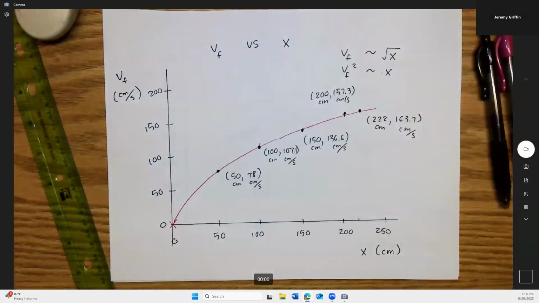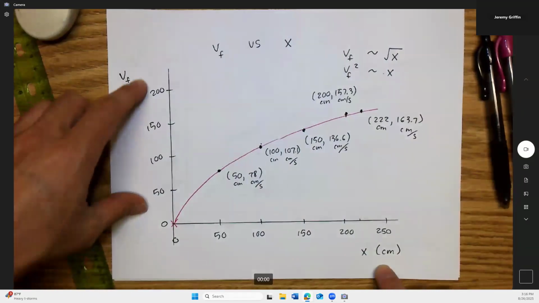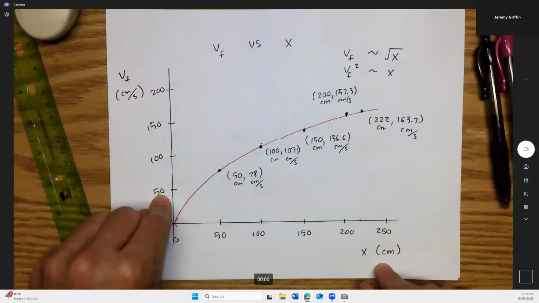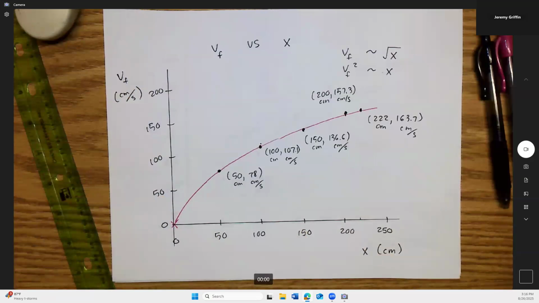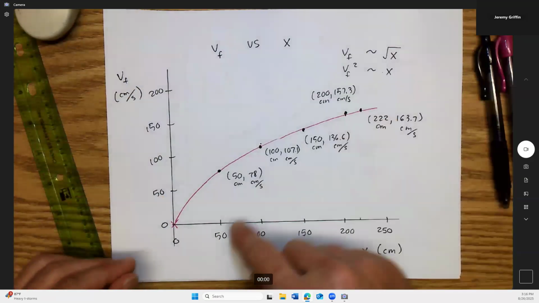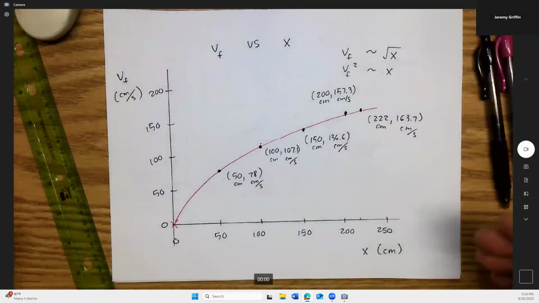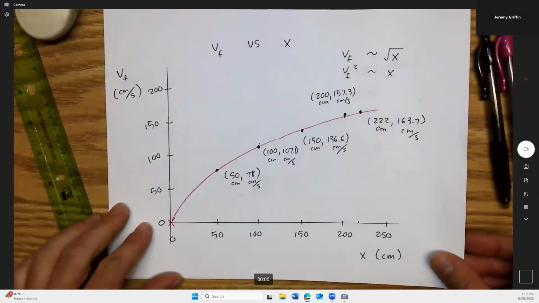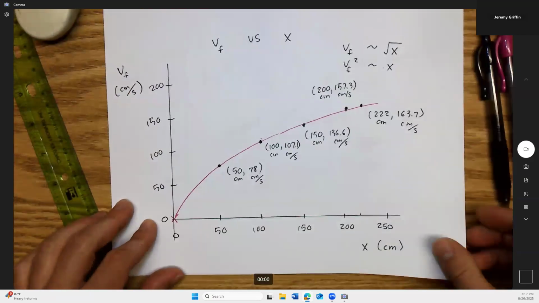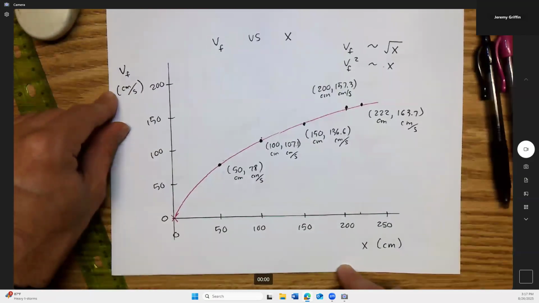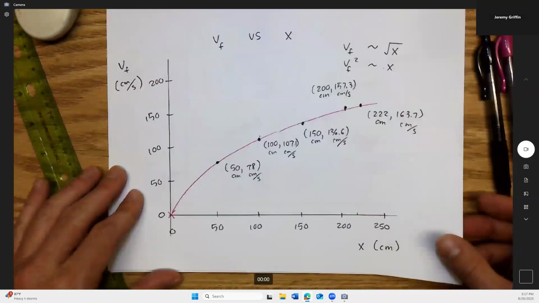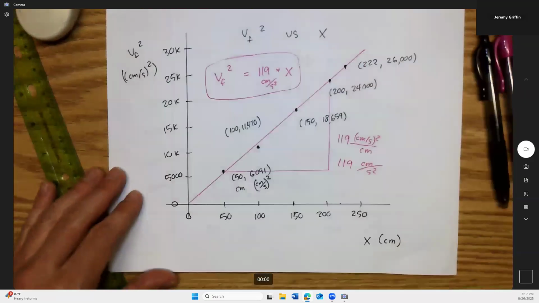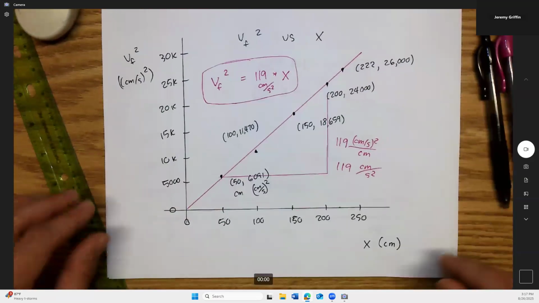Now, if it is a square root, that means I should be able to square the speeds, v squared versus x, and that should linearize. If it does, that would confirm that this is a square root. Furthermore, we could get the slope and make an equation that would also describe this graph. So you guys just made a square root looking graph, and I think I wrote the variable units in for you anyway. So what happens if you do v squared versus x? This was one of my earlier classes.